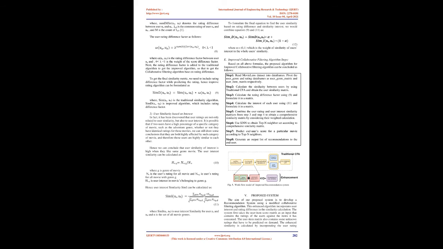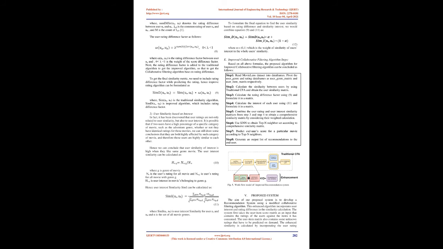Next, the rating difference factor is added to the traditional algorithm to get the improved algorithm, so as to get the collaborative filtering algorithm based on rating difference. To get the final similarity metric, we need to include the rating difference factor while predicting the rating, hence the improved algorithm can be formulated as SIMD, UA/UB, equals SIM, UA/UB, star the difference factor, UA/UB (9). Where SIM, UA/UB, is the traditional similarity algorithm, and SIMD, UA/UB, is the improved algorithm, which includes the rating difference factor.